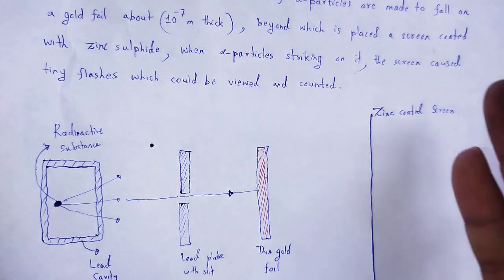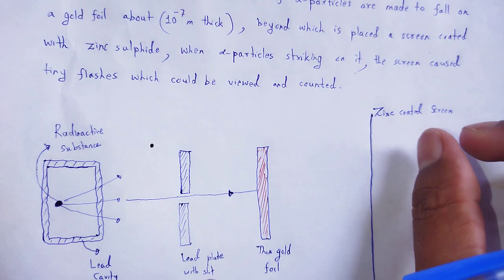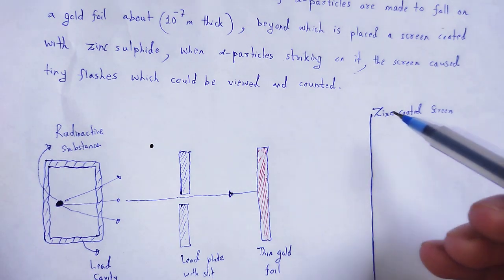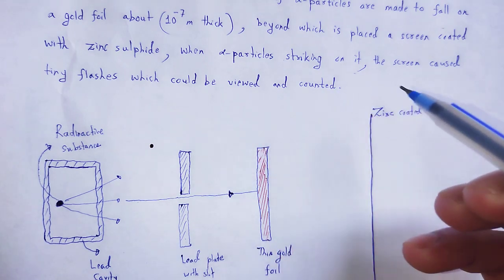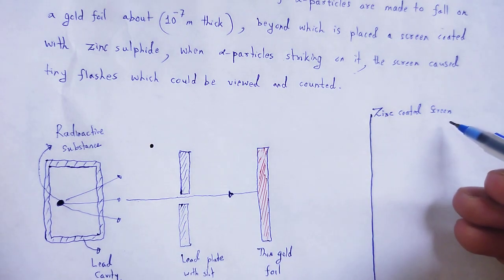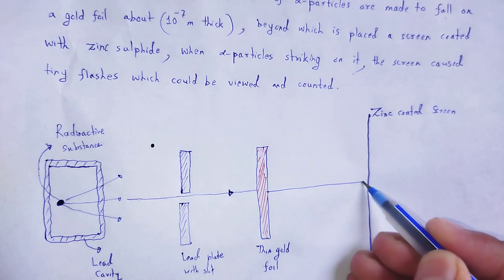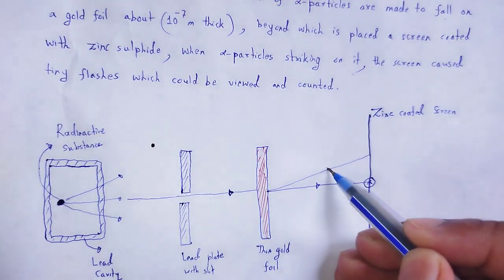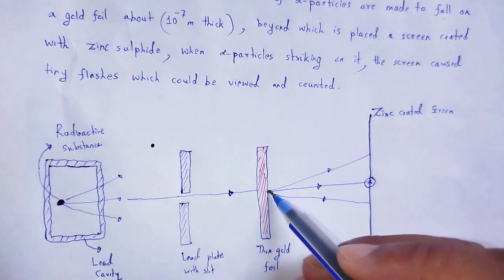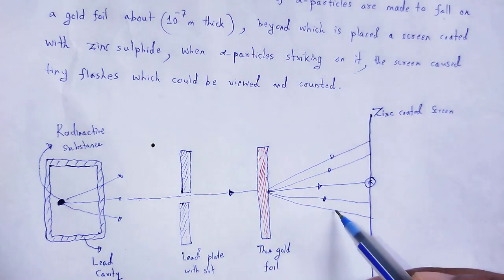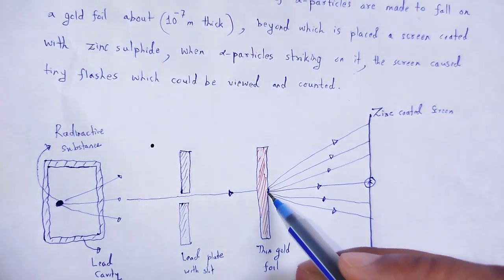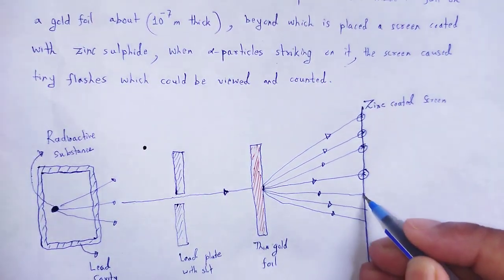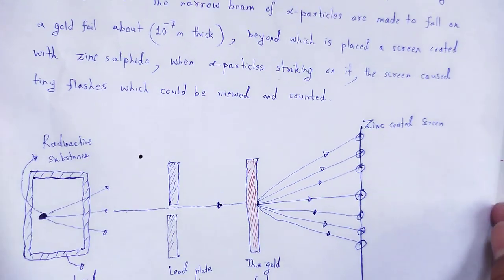When the alpha particles strike that zinc coated screen, the screen produces a tiny flash, a bright spot that we can observe with our naked eye, and we can count the number of alpha particles striking the screen. Some alpha particles strike here, and again some of the alpha particles are scattered and strike the zinc sulphide screen, and we notice a tiny bright spot.